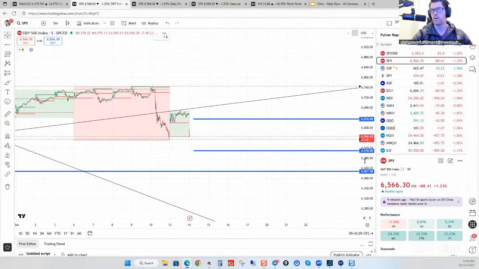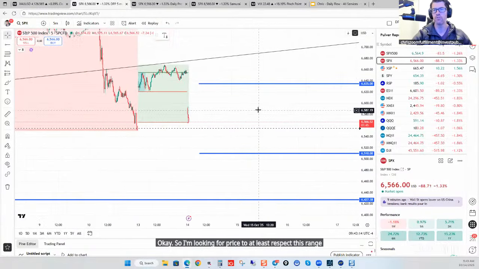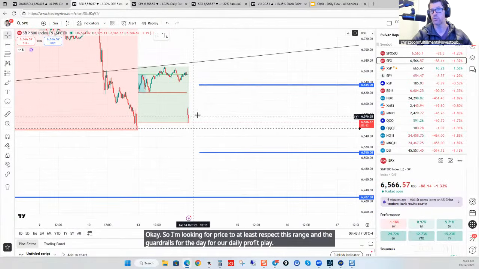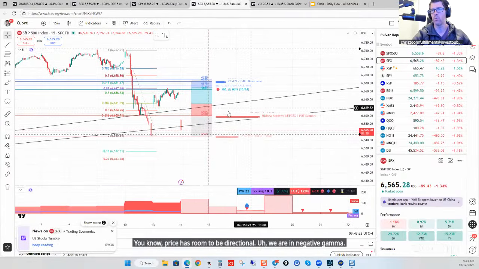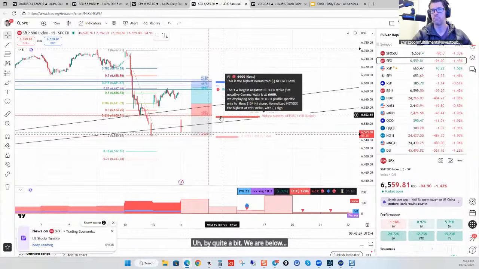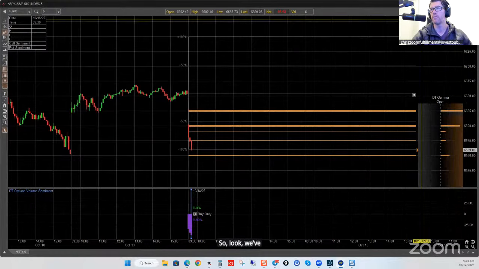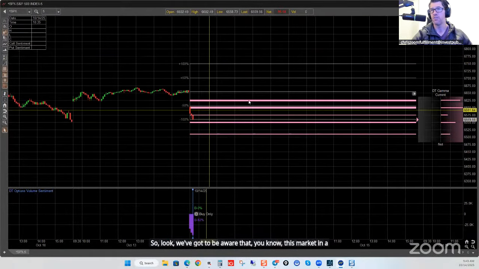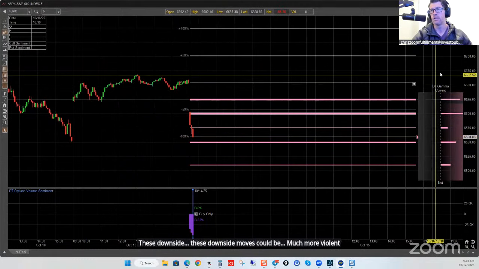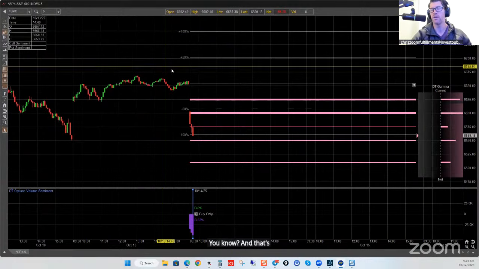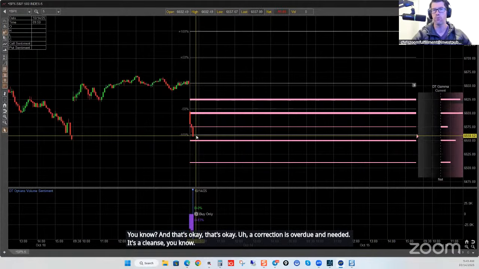Okay. So I'm looking for price to at least respect this range and the guardrails for the day for our daily profit play. You know, price has room to be directional. We are in negative gamma by quite a bit. We are below the call support or the put support. So look, we've got to be aware that, you know, this market in a correction phase, these downside moves could be much more violent, you know, and that's okay. A correction is overdue and needed. It's a cleanse, you know, call it 4, 5, 6% corrections.